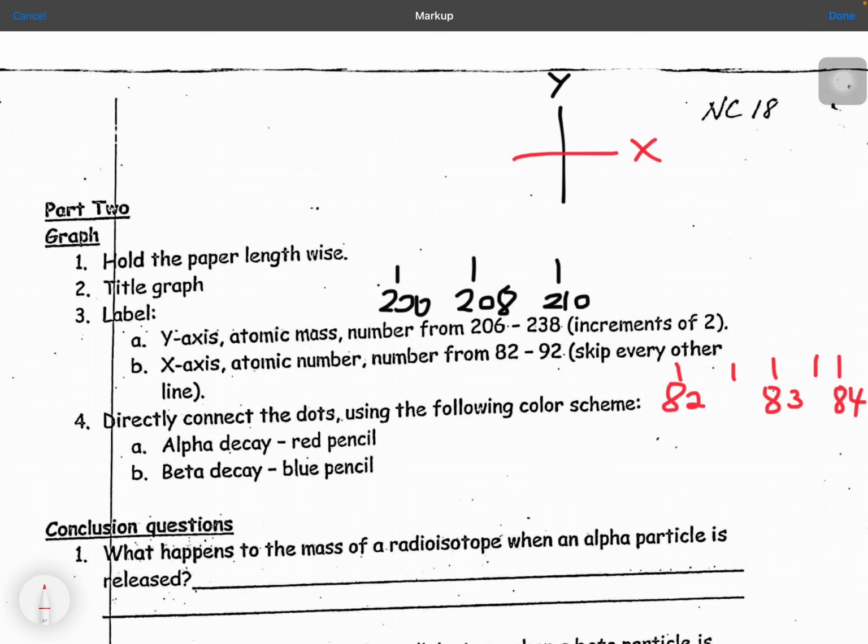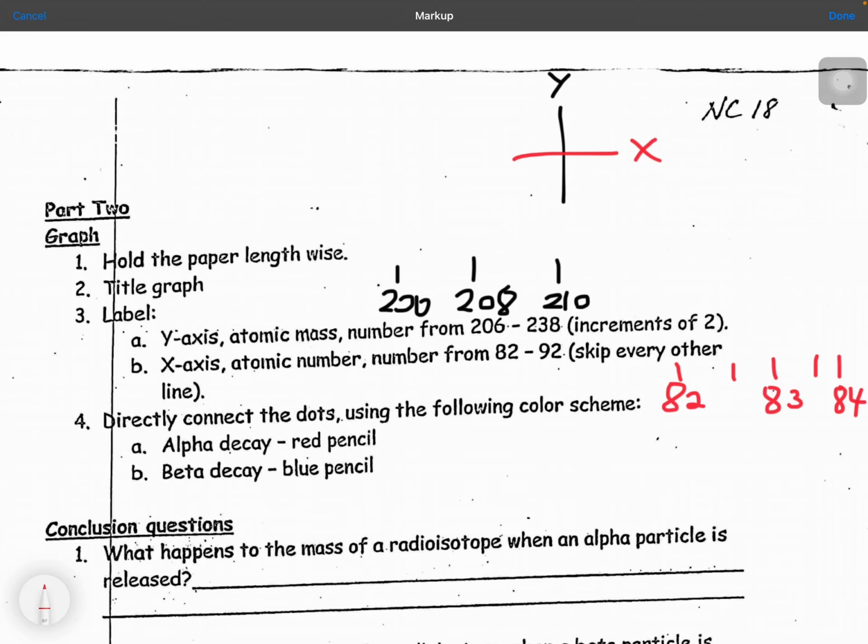When you directly connect your lines, you're going to use the following color schemes. I think the easiest way would just be for the color of the element that's going through a certain decay, you're going to put the dot as that color. And you can just connect the dots with like a black line. You don't have to make this overly complicated.